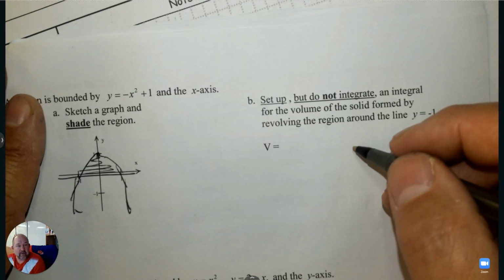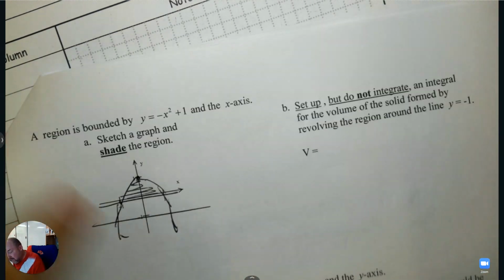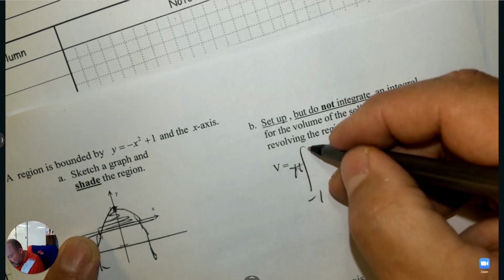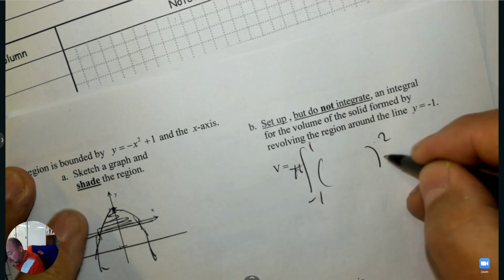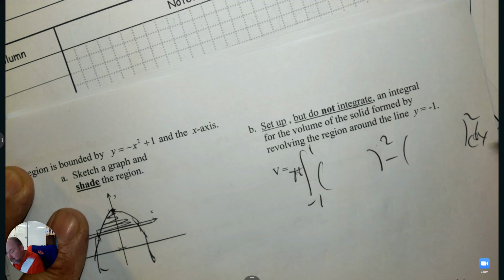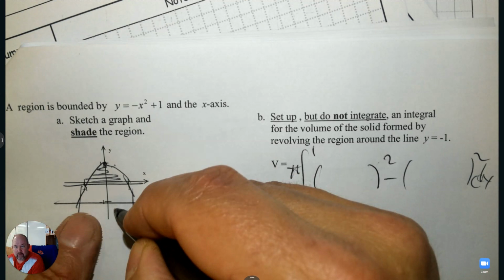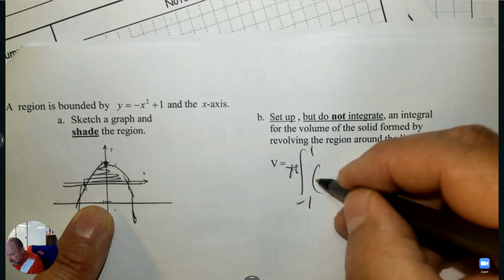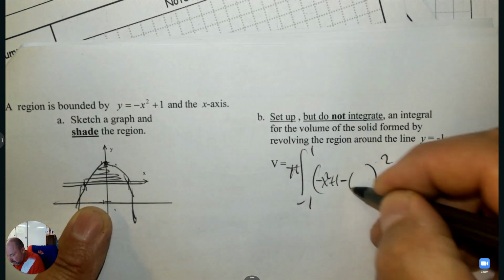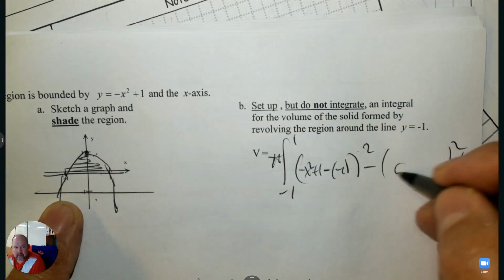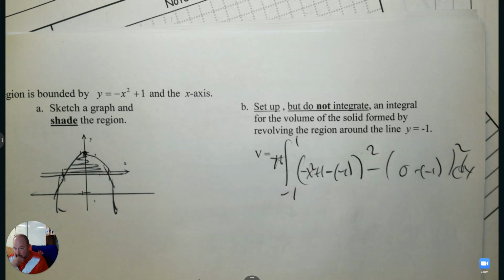Set up, don't integrate, find the volume of a solid revolving around y equals negative 1. There it is. There's a space there. So here we go. And that's from negative 1 to 1. And there's 2 circles, pi r squared. The big radius is the curve down to -1. So it's negative x squared plus 1, subtract -1. And then the little radius is 0, subtract -1. Or +1. Done.